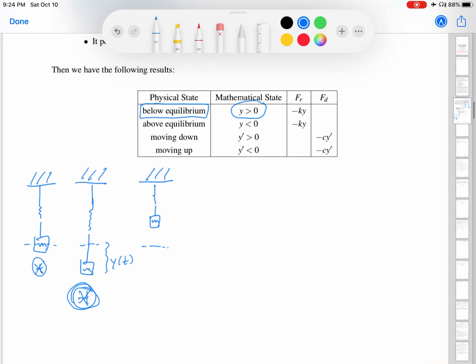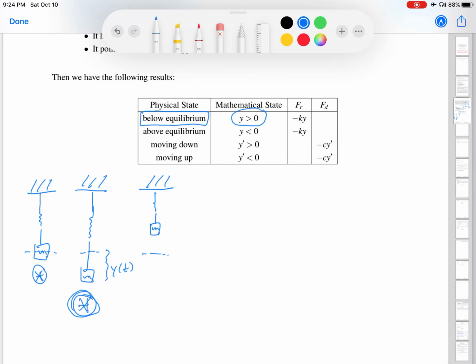So if I go back to Hooke's law, what would Hooke's law say? Well, it would say if I am below equilibrium, the spring has been stretched. The restoring force is going to want to restore the spring back to equilibrium. So the restoring force in this case points up, and that is opposite the direction that we considered positive, which was down. So in other words, the restoring force is negative.